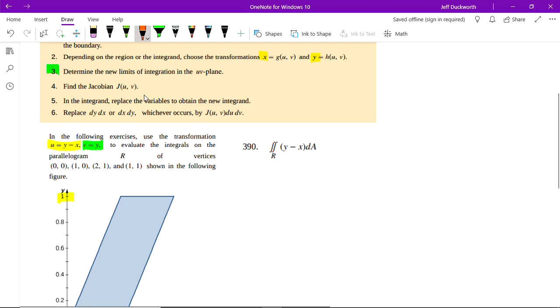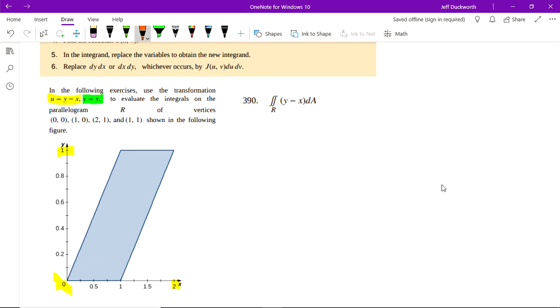We'll get back to what this is. We're going to do the transformation first before we actually integrate. So we're given the information. Let's figure out what we're sketching here.